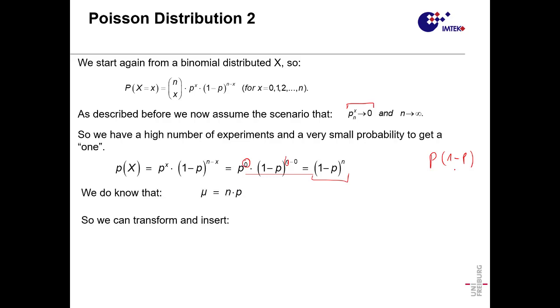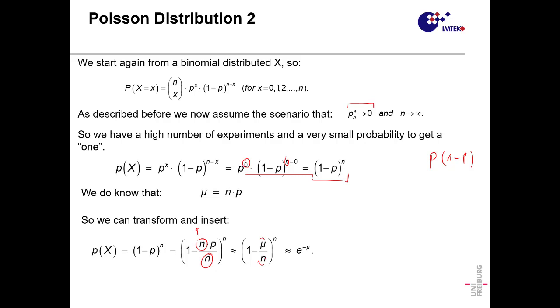So we know that mu is np, right? So if you first multiply and divide by n, you multiply the numerator and denominator of p, you make a fraction here, you just multiply by 1, then it becomes np, which is mu, right? And n is n, so you have 1 minus mu over n to the power of n.